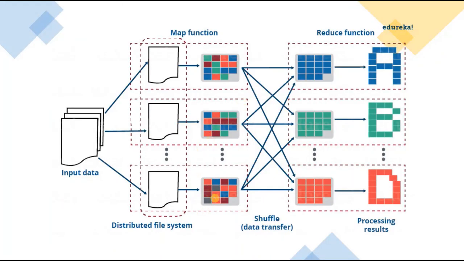This is another example, doing the sort and shuffle, doing the MapReduce on the colors.